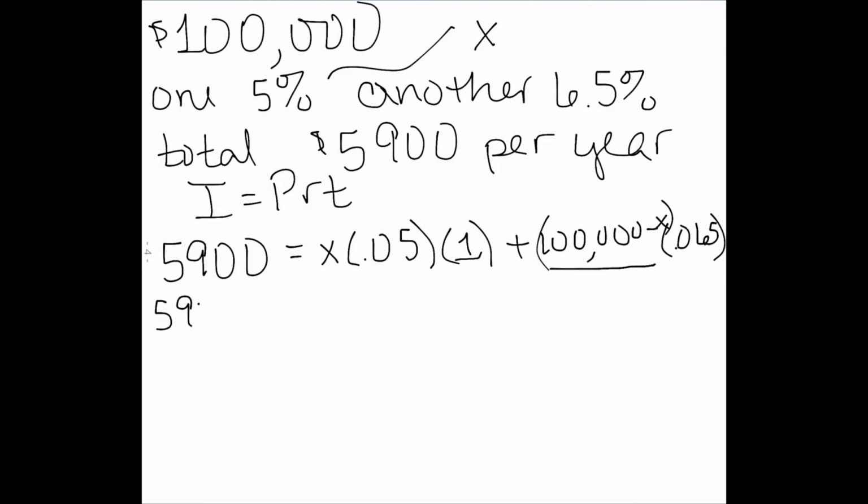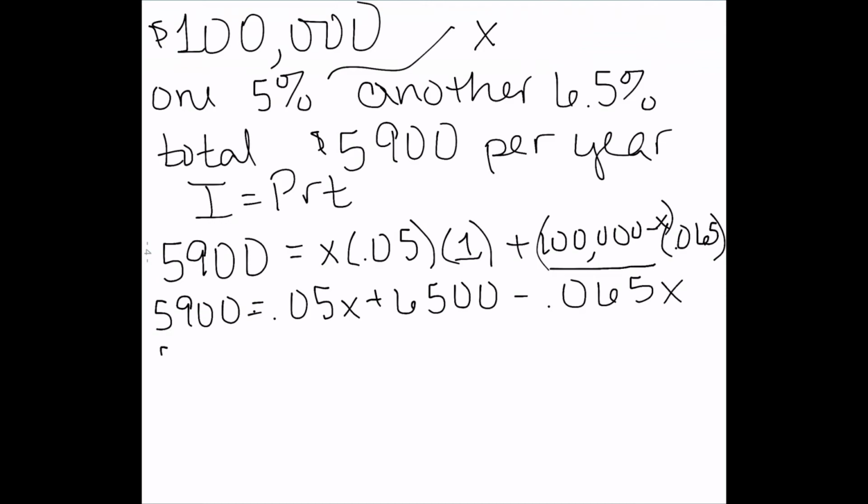So simplifying this, 0.05x plus, well, we have 100,000 times 0.065 minus x times 0.065. So 5900 is equal to 6500 minus 0.015x.